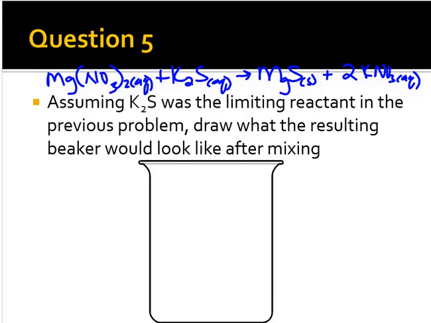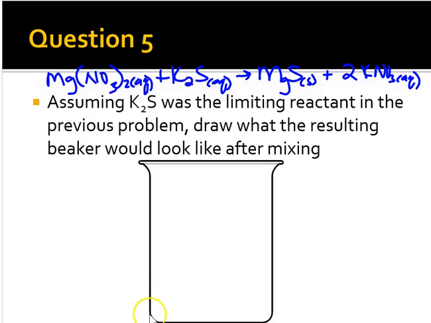Okay, so regardless of anything limiting, regardless of anything excess, if you have a reaction between these two reactants, you are definitely going to at least have those two products. So the solid magnesium sulfide and the aqueous potassium nitrate, those two products are going to be there regardless of limiting or excess. So the first thing you want to do, if I ask you to do a beaker drawing, is just draw those two products.